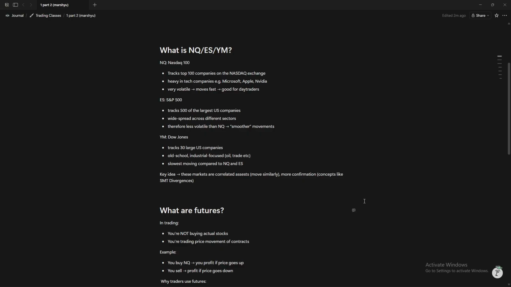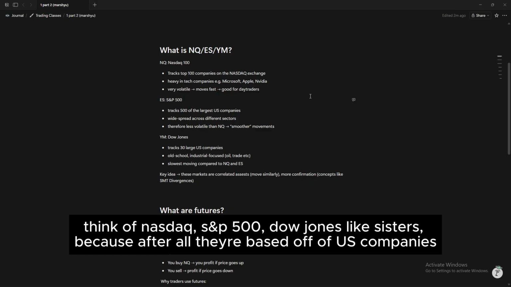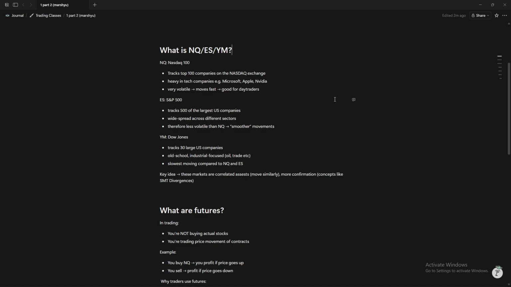Okay, so the first thing I want to talk about is NQ, ES, and YM. What are these? These are indexes, and usually when people do day trading, especially if you trade futures, these three indexes will usually be referred to as your triad of futures. So basically, what these are is, as you can see, Nasdaq, S&P, and Dow Jones. You can see the differences between all of them here.